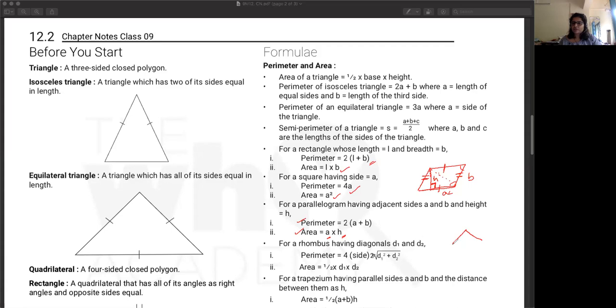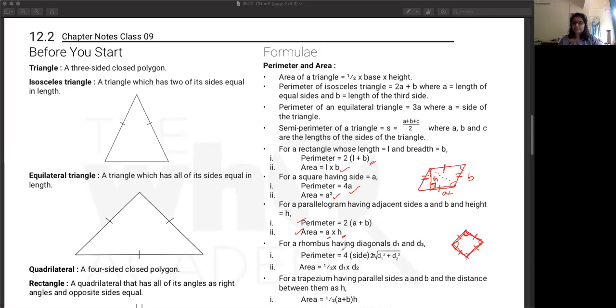Then a rhombus is a special type of parallelogram. Do you guys know what a rhombus is? How do you define a rhombus? It's similar to a square. Yes, all sides are equal. But how is it different from a square? In a square all angles are 90 degrees. So in a rhombus the angle should not be equal to 90 degrees. Once any angle is equal to 90 degrees, it becomes a square. As long as the angles are not 90 degrees, that's a rhombus.